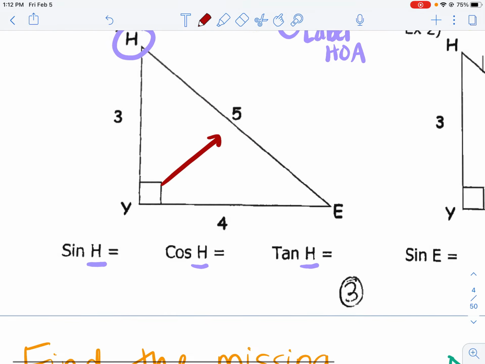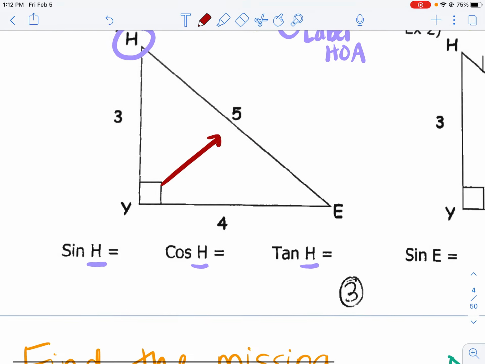Okay, so now I'm going to think sine of H. The sine of H is opposite over hypotenuse. So instead of putting in O, we're going to put in 4. Instead of putting in H, we're going to put in 5. So that's it. That's our ratio. The sine of H is 4 over 5.